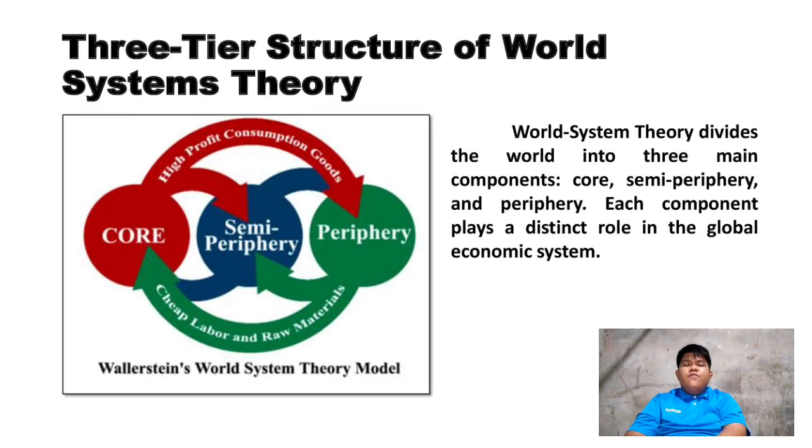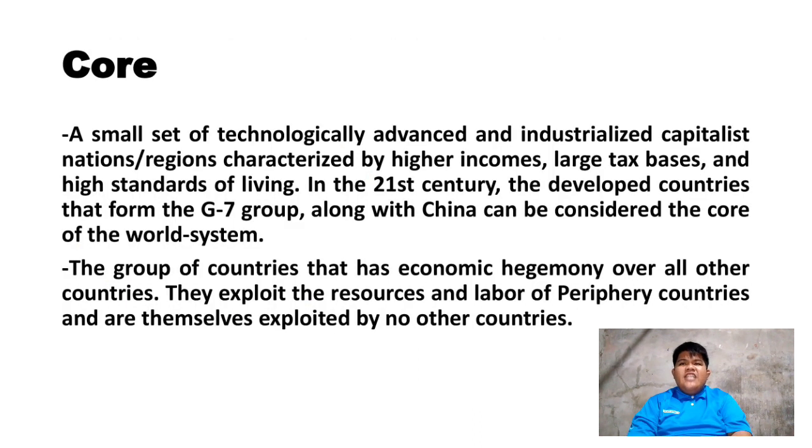Three-tier structure of the world systems theory by Immanuel Wallerstein. World systems theory divides the world into three main components: core, semi-periphery, and periphery. Each component plays a distinct role in the global economic system. Core: a small set of technologically advanced and industrialized capitalist nations or regions characterized by higher incomes, large tax bases, and higher standards of living.